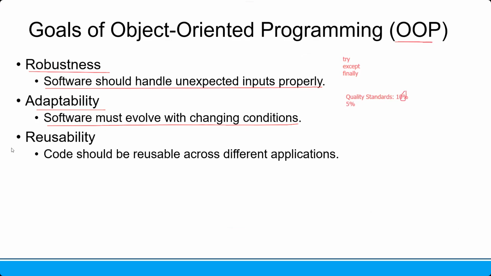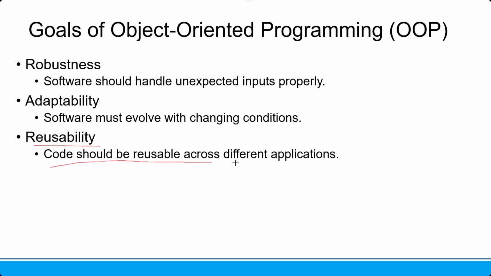And the code should be reusable, or reusability. So code should be reusable across different applications. So if your code can be used in the Google Colab, it should be also available in Jupyter. It should be also available not only in Windows, but it should be also available in iOS. So if the code is reusable, then it means this is valid for the OOP.